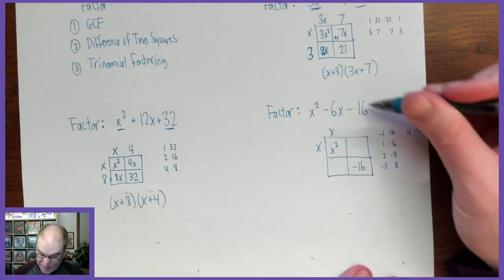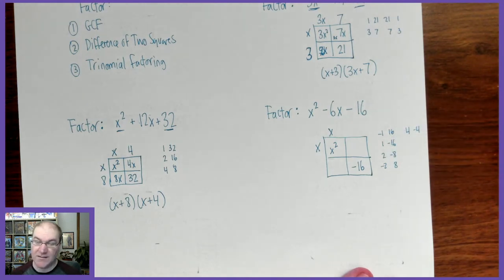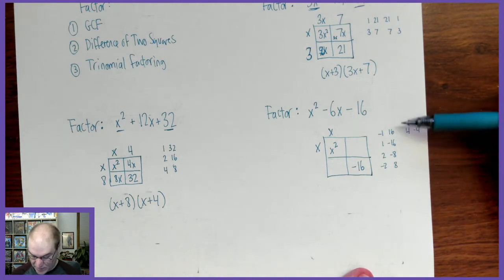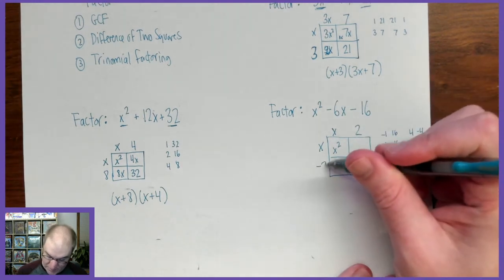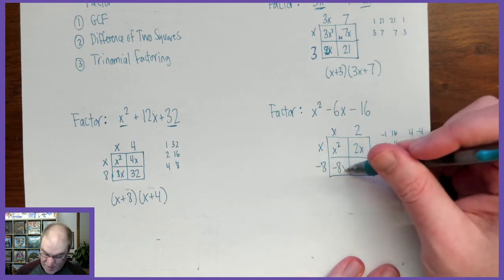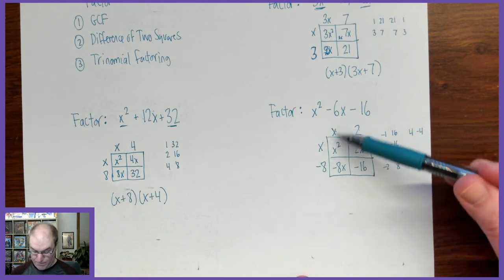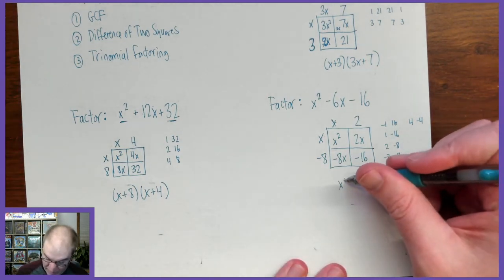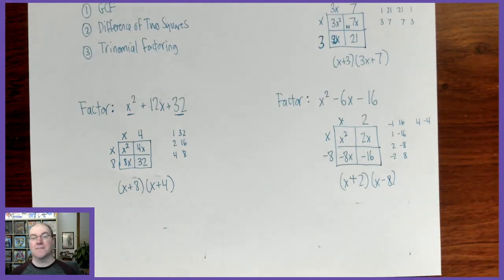We need them to multiply to be negative 16. So if it's multiplying to be negative, that means one of the numbers is negative. That's why I listed it like that. And we need the numbers that we picked to add up to negative 6. So it looks like these two right here, 2 and negative 8. 2 times x is 2x, and x times negative 8 is negative 8x. Do these two numbers multiply and add correctly? Yes, they do. So the two factors are x plus 2 and x minus 8.